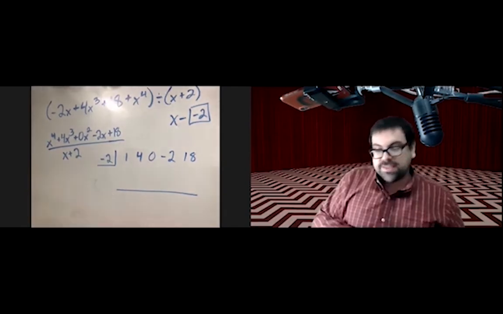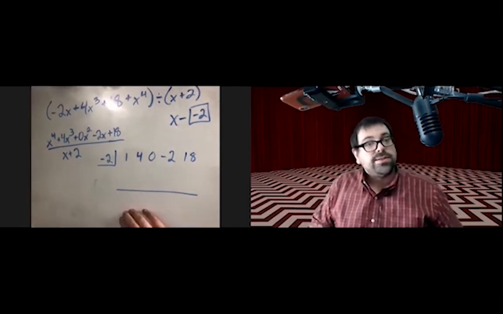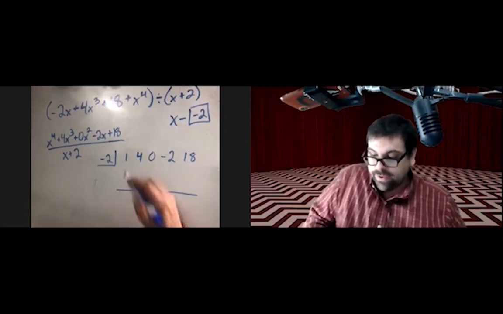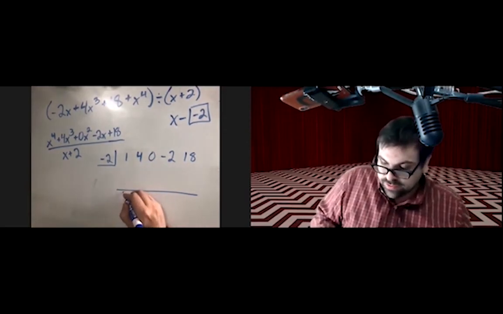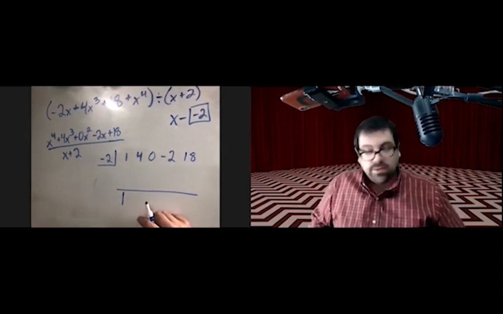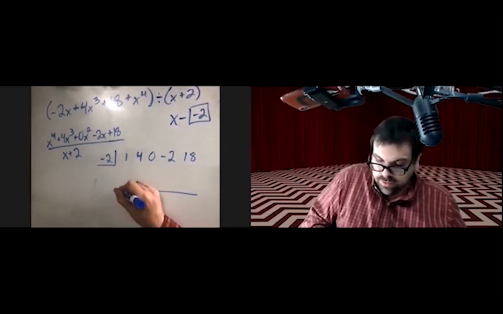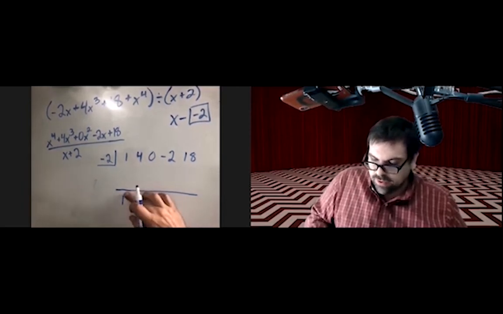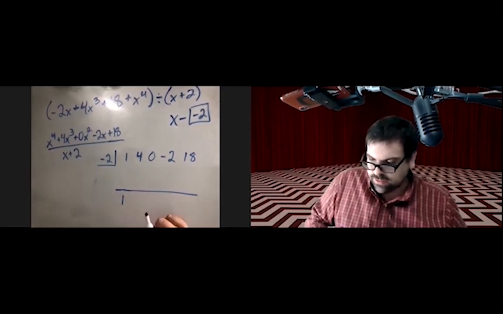These start with an x to the fourth, so when we're all done, we're going to start with x cubed and fill in from there. Bring down our first number, 1. And then what do we do? Multiply and add, multiply and add, multiply and add. King of the castle.